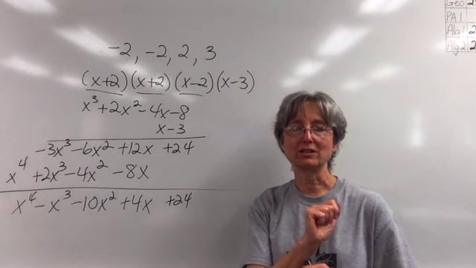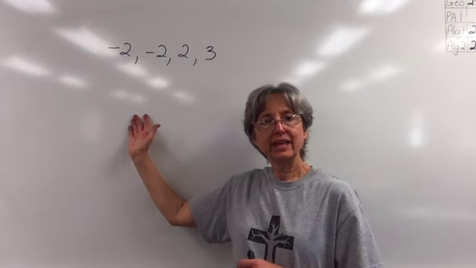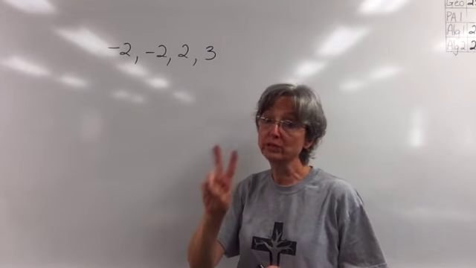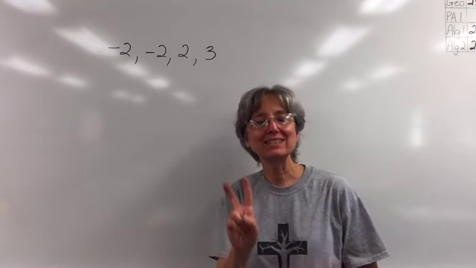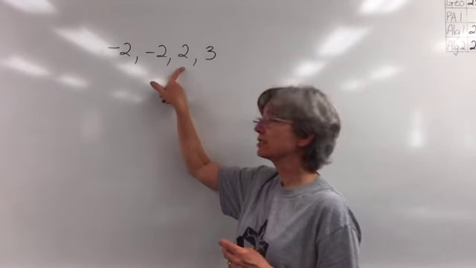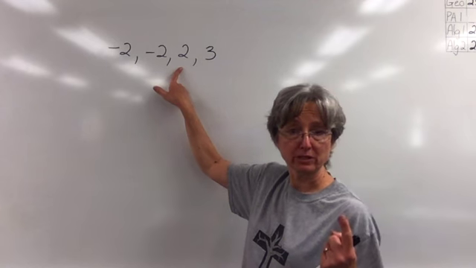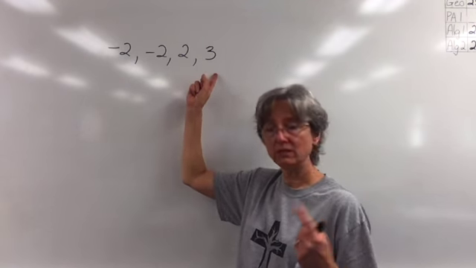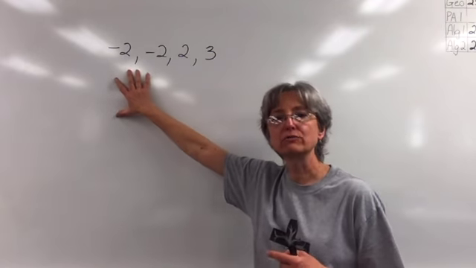And that's what I want to talk to you about now. In that quartic that we just did, negative 2 was a 0 2 times. So it had a multiplicity of 2. In other words, it's just multiplied by 2. This was a 0 once, so it has a multiplicity of 1. This was a 0 once, so it has a multiplicity of 1. But this has a multiplicity of 2.